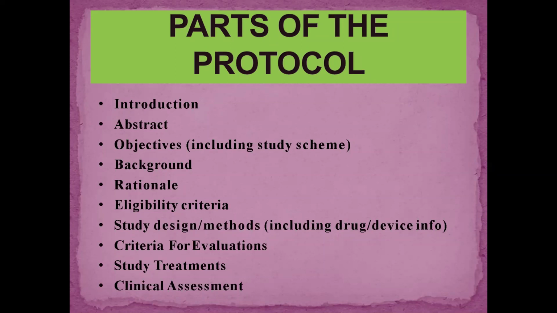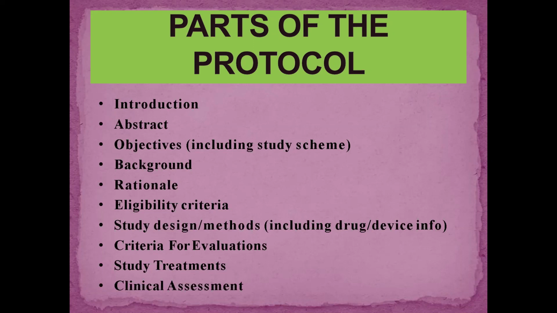criteria. This is another important part, especially in clinical trials where we do research work in patients. The eligibility criteria is one of the important things. And also study design methodology, including drug and device information. And what are the criteria for evaluation? So what you are evaluating during the study, especially if you are checking blood pressure, heart rate, respiratory rates, and what are the evaluations and what criteria are used, how you evaluate. So that's the thing.